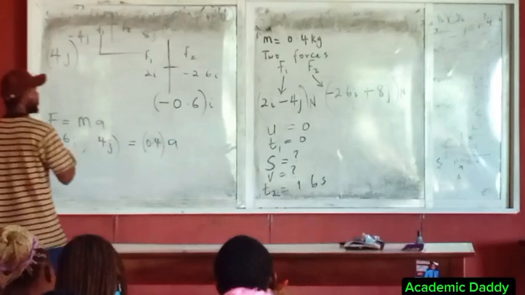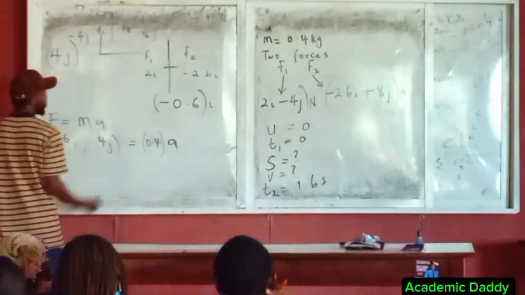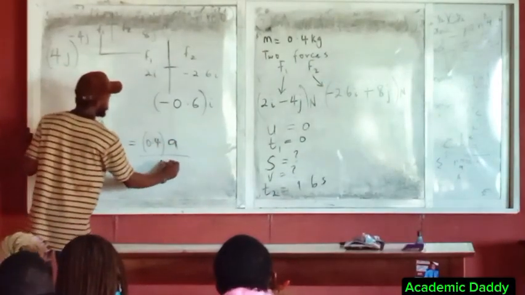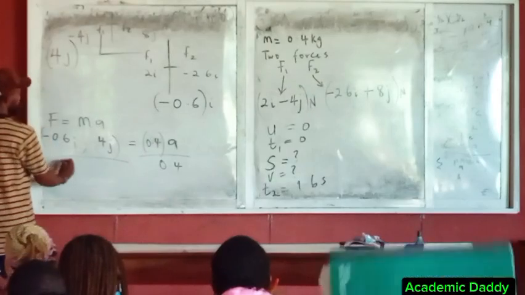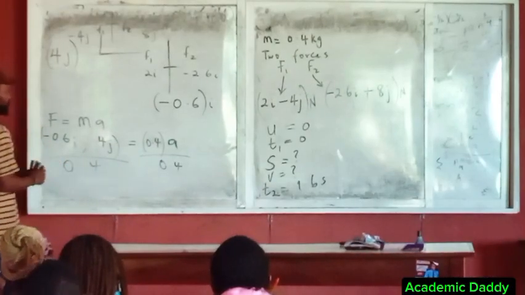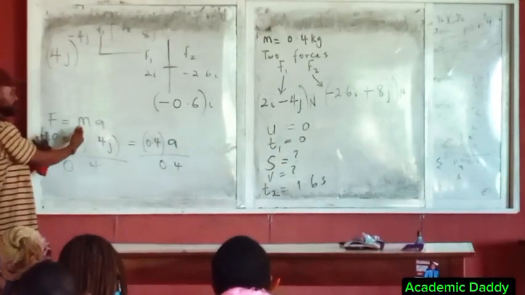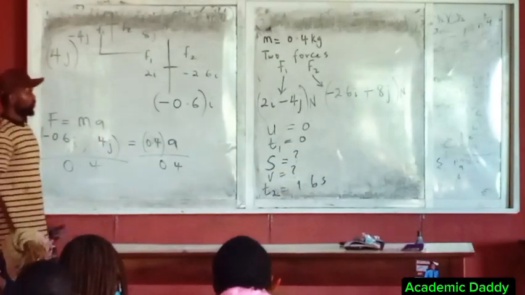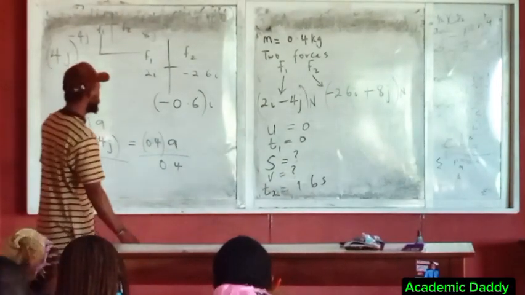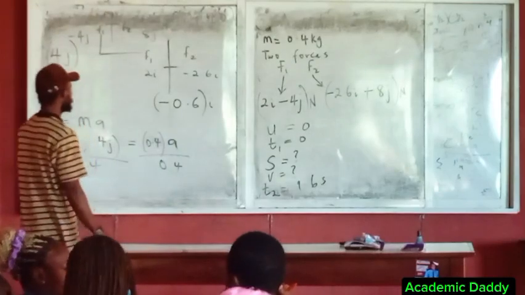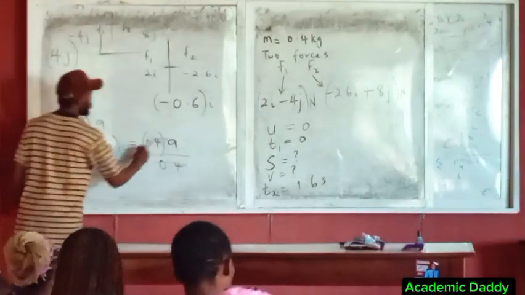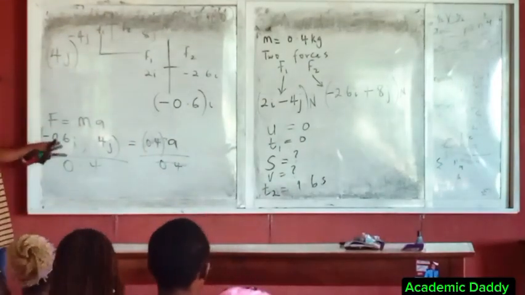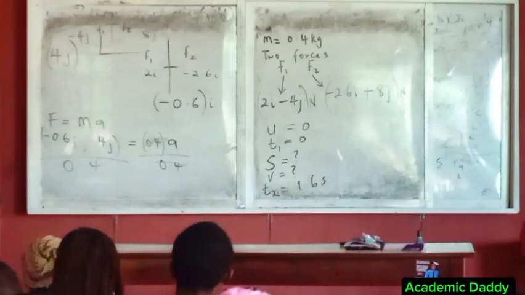Alright, so I now have this equals to ma. To make a the subject of the formula, I can say divide both sides by 0.4, which means that this 0.4 will divide the x-axis, divide the y-axis. So what do we have as our acceleration? This will cancel this. So minus 0.6 divided by 0.4.